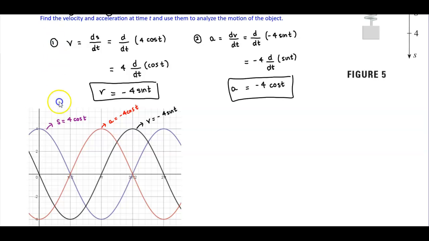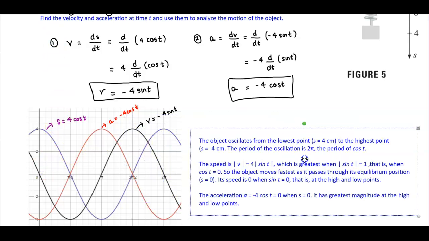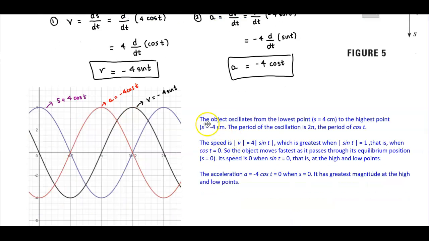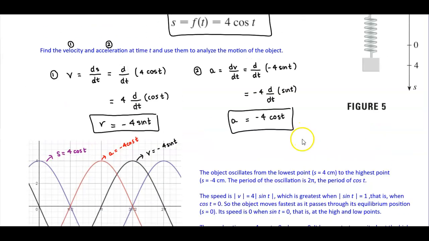Okay, so let's evaluate what's happening here. What it's saying is that the object oscillates from the lowest point, s equal to 4 centimeters. Up here is the lowest point with the position function, and it's oscillating to the highest point where it comes down here at negative 4, and then going back up to positive 4. So it's oscillating. Therefore, the period of the oscillation is 2 pi, since it's cosine of t, and the period of cosine of t is 2 pi.